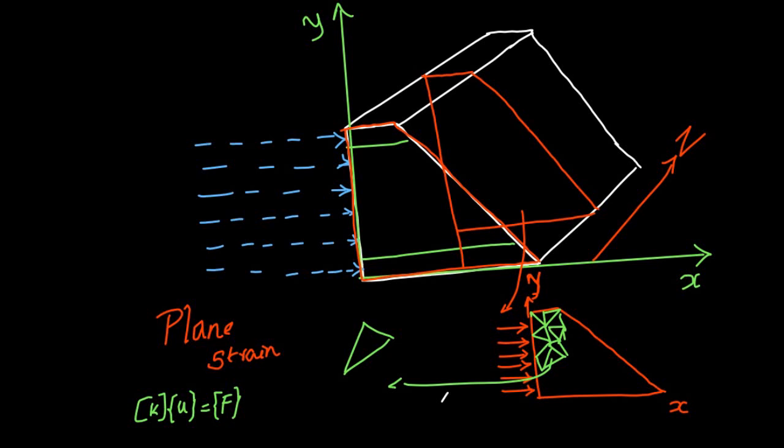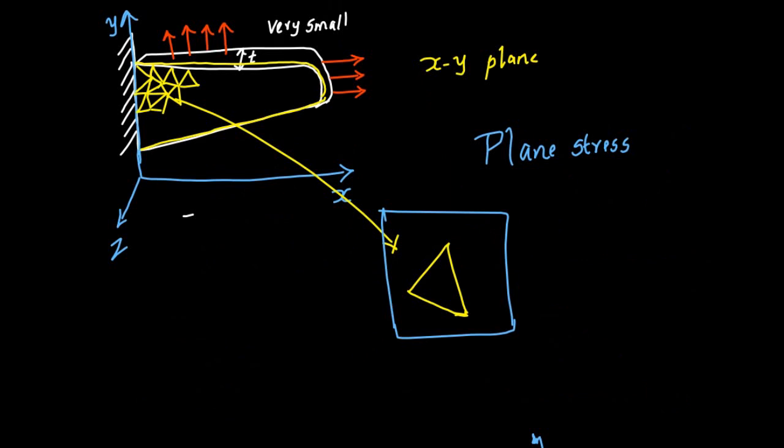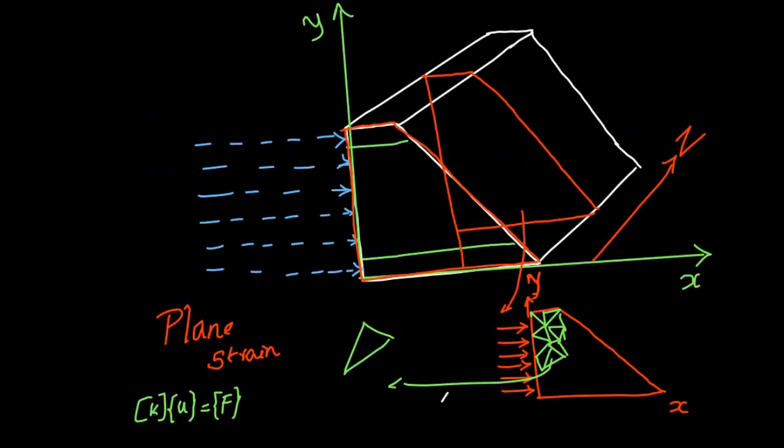Let us do the first step in deriving the shape functions of a constant strain triangular element. It is going to be the same shape function for both the plane stress condition and the plane strain condition. Please continue watching this video.